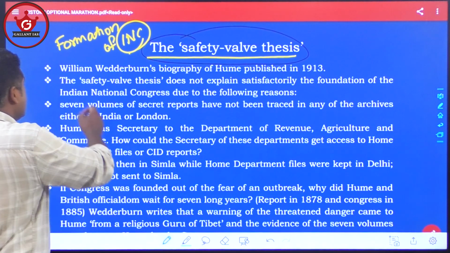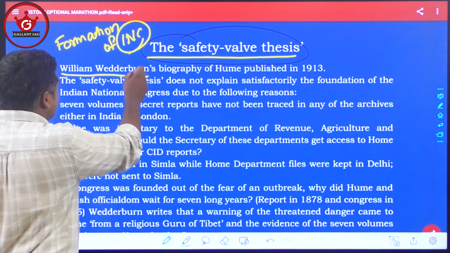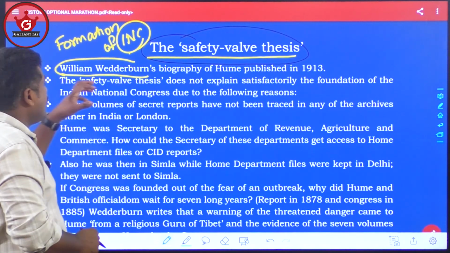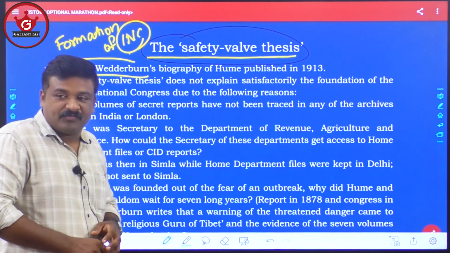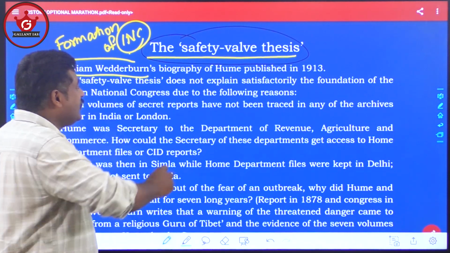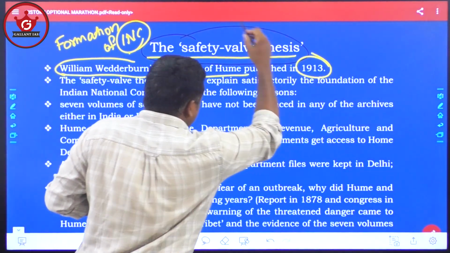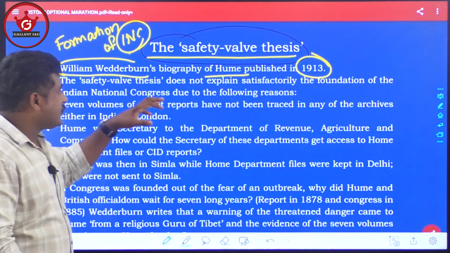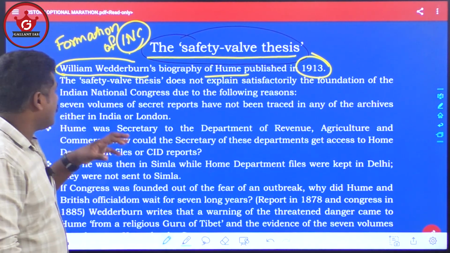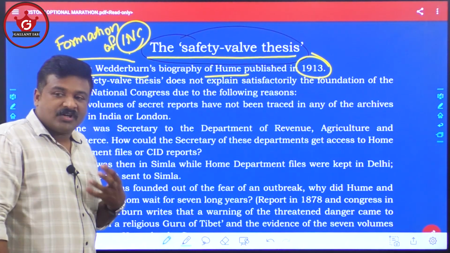One of them is, yes, this debate revolves around a biography. Whose biography? William Wedderburn's biography of Hume, which was published in 1913. The safety valve thesis does not satisfactorily explain the foundation of the Indian National Congress due to some reasons.